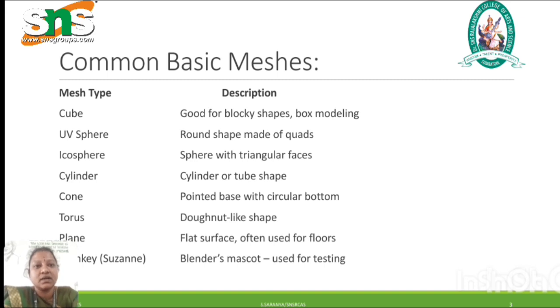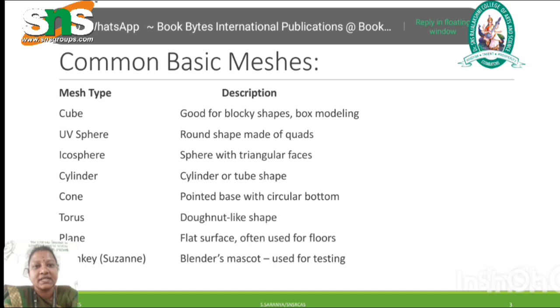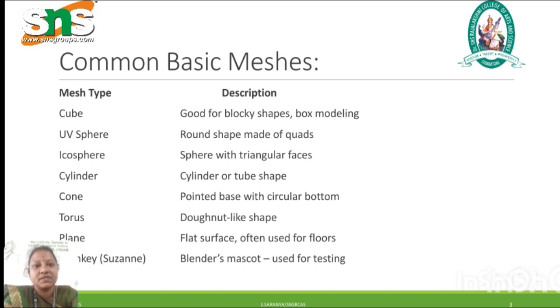The first one is cube. It is mostly used for box type modeling. UV sphere we are using for round shapes. Next is icosphere. It is a triangle-faced sphere. Cylinder is like a tube shape. For example, if you are designing a water bottle, we need to use the cylinder shape. After that, at the top, we need to create some nodes for decreasing the size of the lid. After that, we need to add the cap and everything.